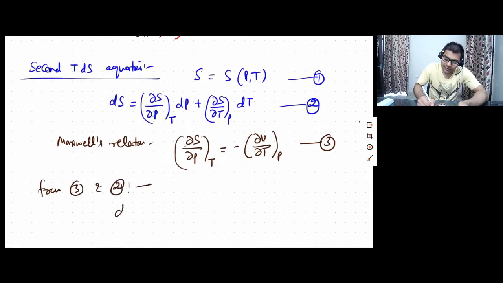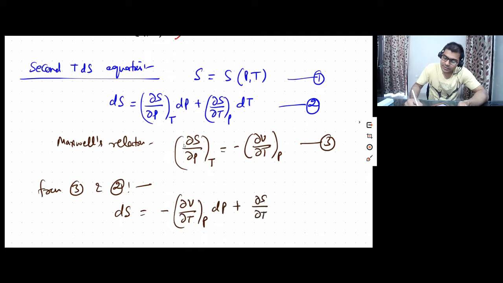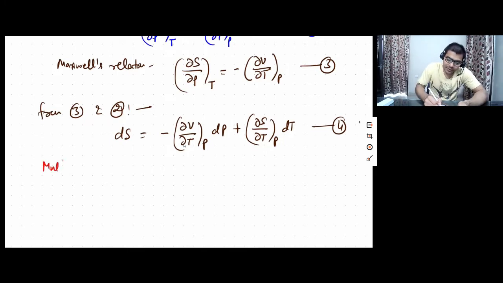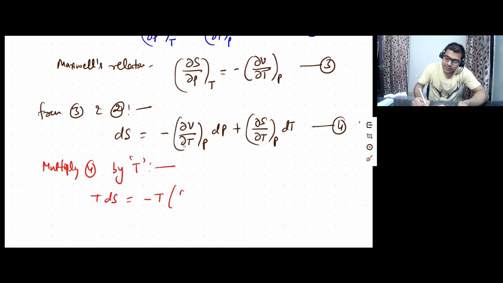I find the following: dS is equal to minus del V over del T at constant P dP plus del S over del T at constant P dT. Now, let me call this equation 4. What I'm going to do is multiply equation 4 by temperature T. So when I do so, I get TdS is equal to minus T del V over del T at constant P dP plus T del S over del T at constant P dT.